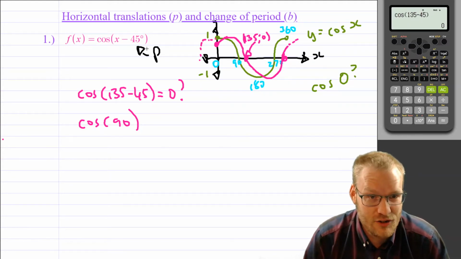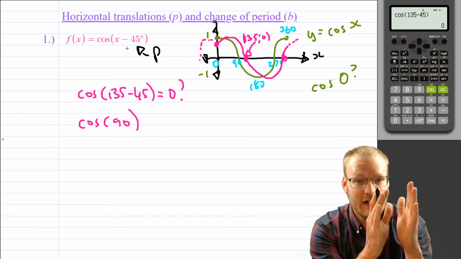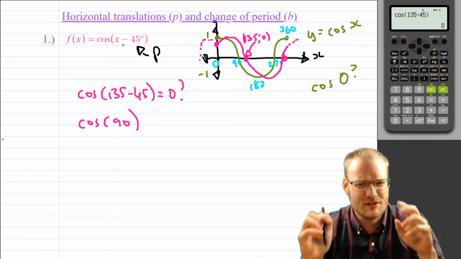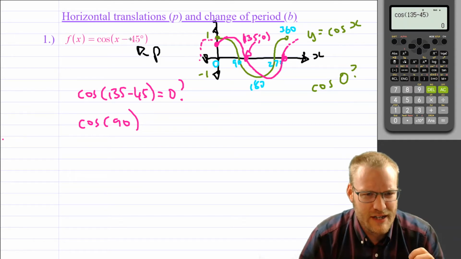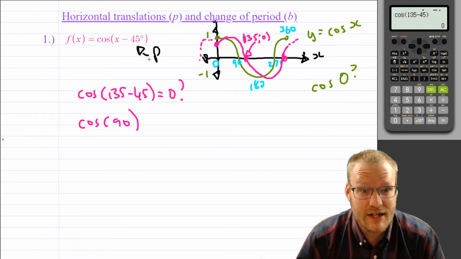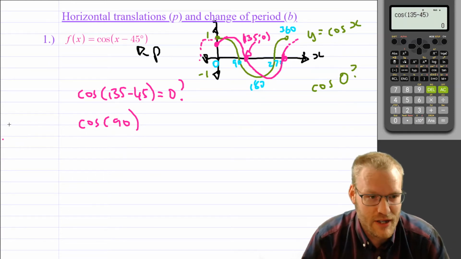So our p value is 45. So everything's just moved right by 45. Looking straight at the function, there's a negative 45. So it does kind of the opposite. And instead of going left, it goes right by 45. The same as we did for the parabola, hyperbola, and exponential function. All the same.